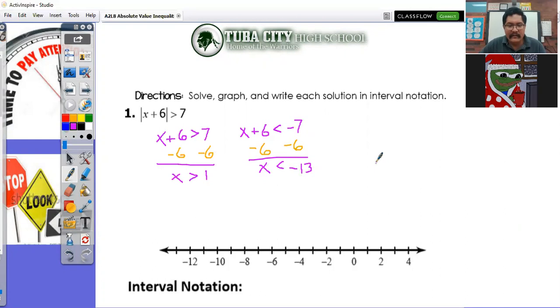All right, so there we go. We solved both sides. Not bad. So our solution is either x is greater than 1 or x is less than negative 13. All right, so then we graph each one. So x is greater than 1.